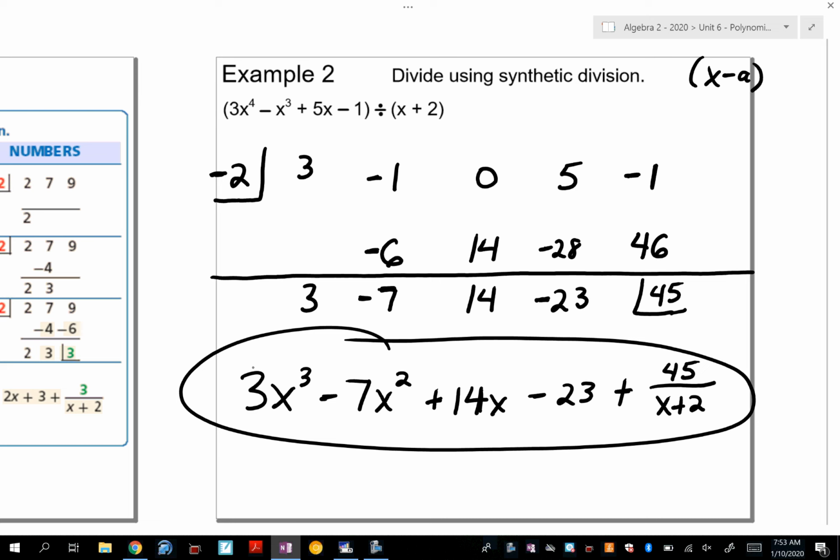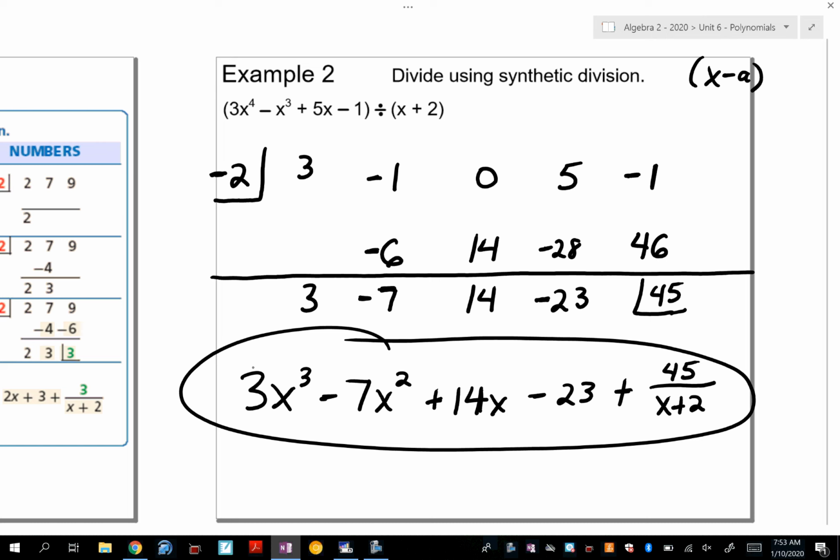Now, a couple of key things to remember. Let me summarize for 1 minute a couple of things that are going to trip you up. Number 1, make sure it's in standard form. Number 2, make sure you check for any missing coefficients. You might need to put in a placeholder if you're missing anything. That's the main thing.